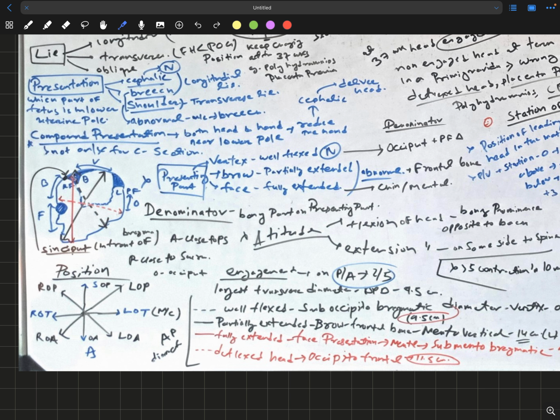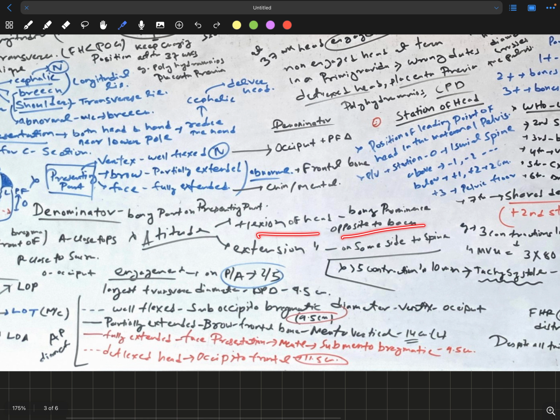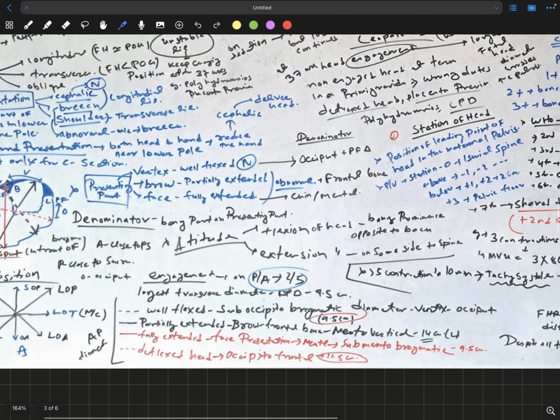Okay, and what is attitude? Attitude is the flexion or extension. With flexion of the head, the bony prominence is on the opposite side of the back. With extension of the head, it is on the same side as the spine. Suppose the head is extended, then we will palpate the spine on the same side. Suppose the head is flexed, then we will palpate the spinal back on the opposite side.